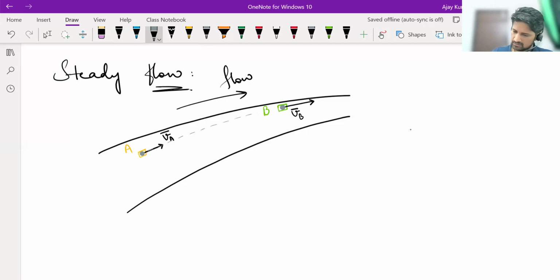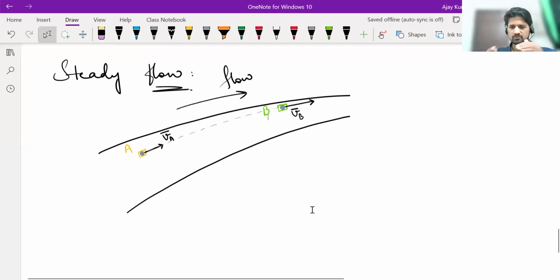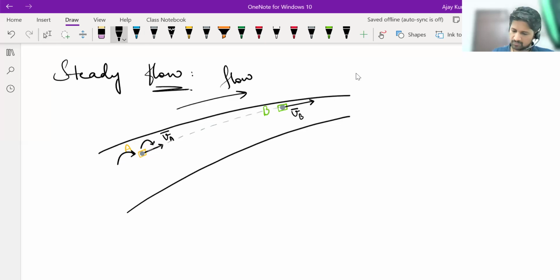Maybe somewhat like this. Okay, it moved from A to B. Now, when the particle that we are considering is at A, its velocity is VA. With that velocity VA, it will shift to the next position. This particle will go forward, and if it goes forward, some other particle will come and take its place. The particle which is after it in line will come and take its place because fluid is continuously flowing.